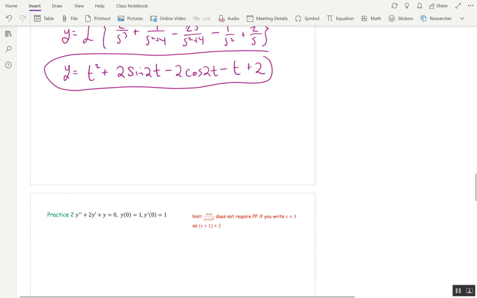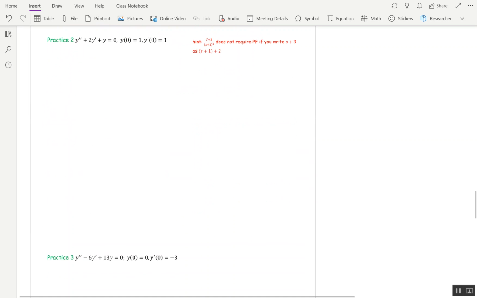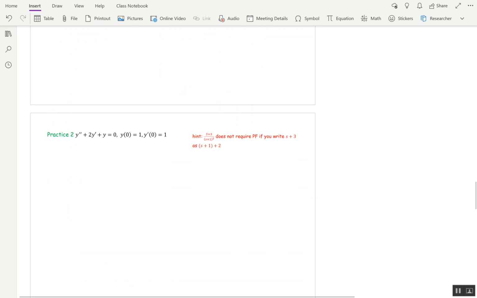All right, and then the last practice one, because the third practice one, I put the solution at the end. And I've got a hint there on how to avoid using partial fractions on this. So let's see how that's going to work. We're going to take L of y double prime plus 2y prime plus y and set it equal to L of 0.